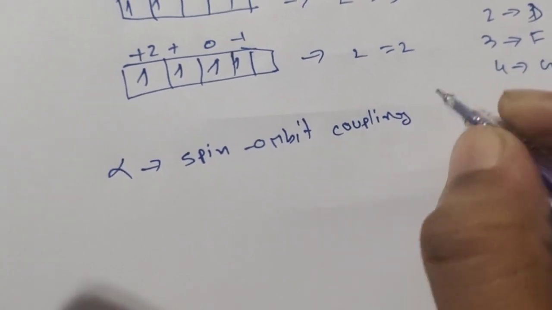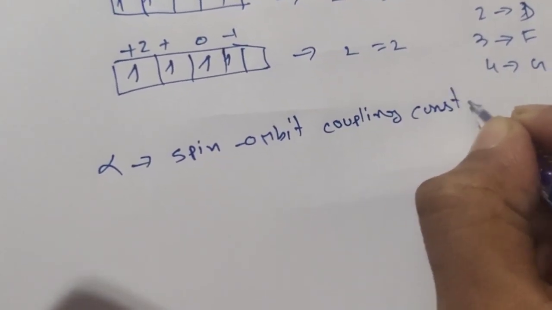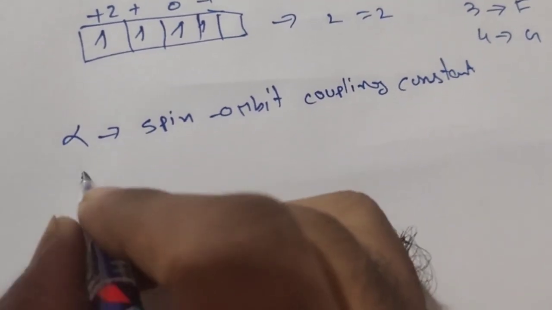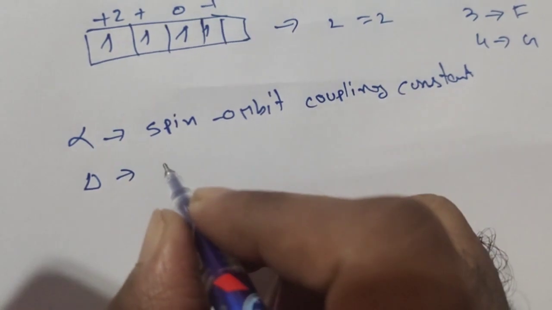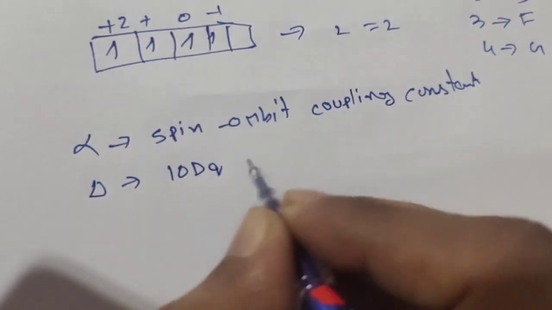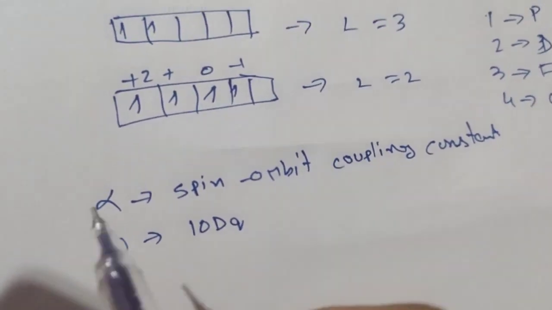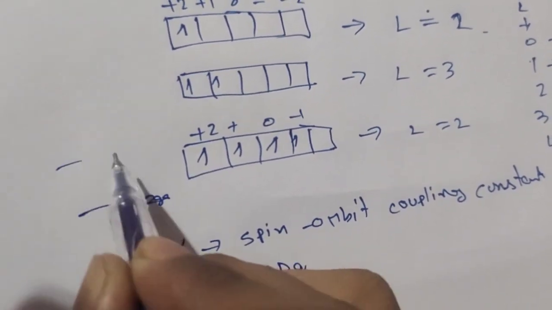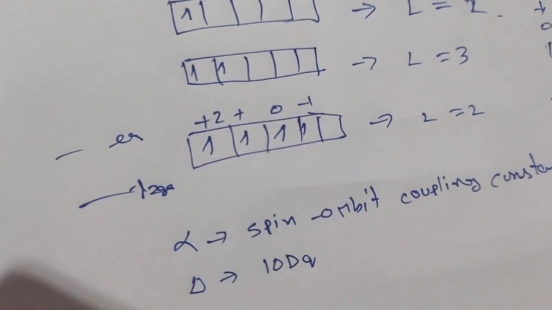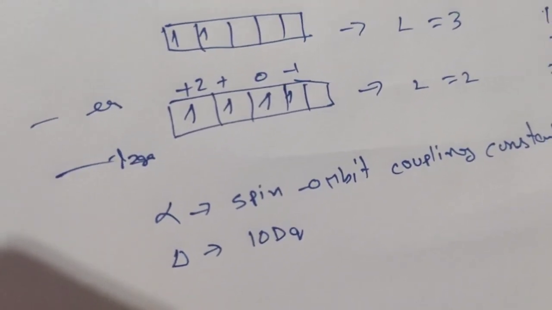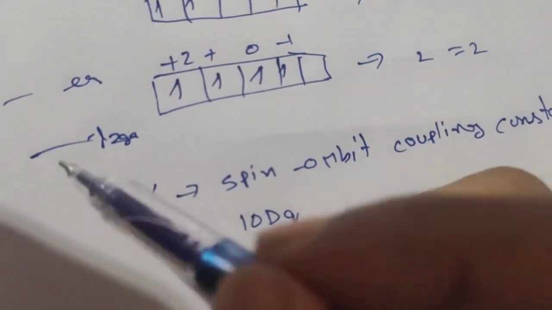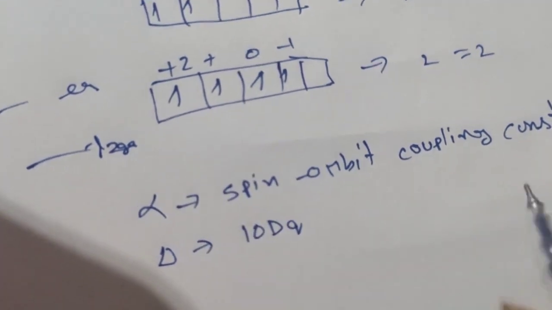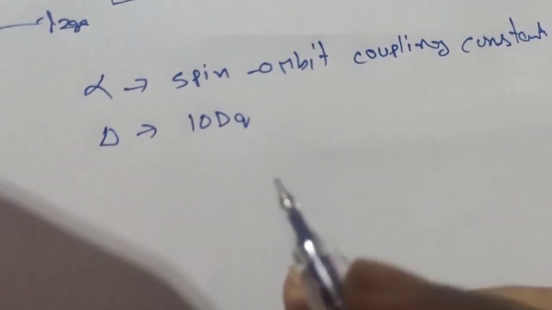It will be a given term. And the delta will be the 10 Dq, the difference between the T2g levels and Eg levels. This can be calculated from the UV spectra, due to the electron transition that takes place from T2g to Eg level, so it will also be given.